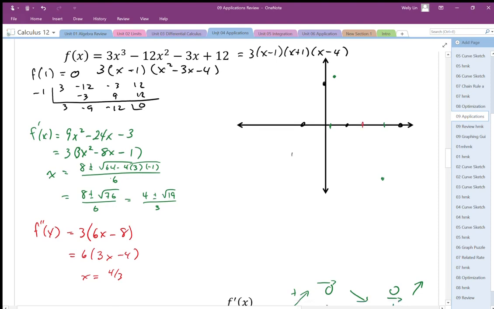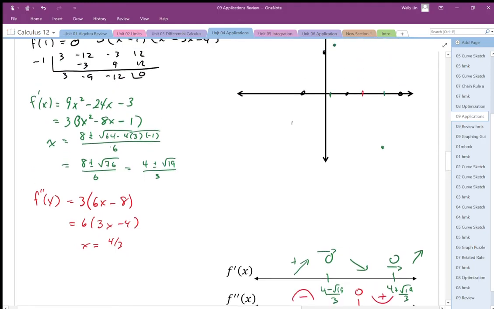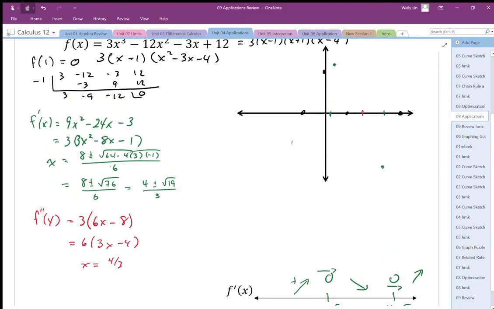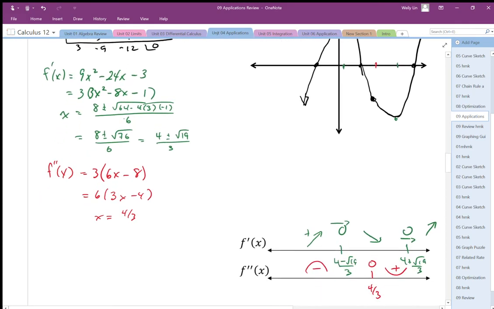At 4 over 3, I have a 0, and I know that if I test my concavities, I have negative and positive concavities. So drawing that in, I already kind of know what that looks like. It's going to go up through here. It's going to have a max. It's going to have a 0 through here. It's going to have a concavity change here. There's my min. It's going to go through my 0 again there. So there's my graph of my polynomial, and those are the parts that I'm looking for.